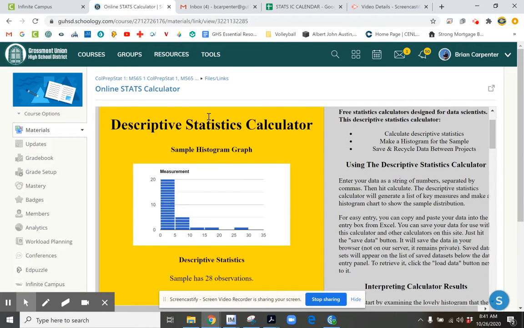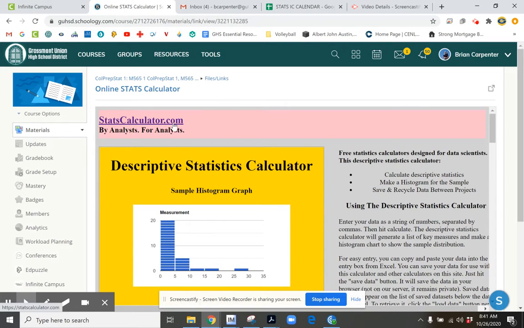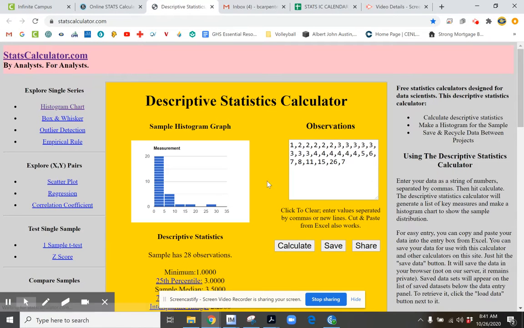Okay, so when you click on that, it brings you to an online stats calculator. Statscalculator.com is the website. If you just click this little arrow up here, it'll open up a separate page, which I think is easier to work with.